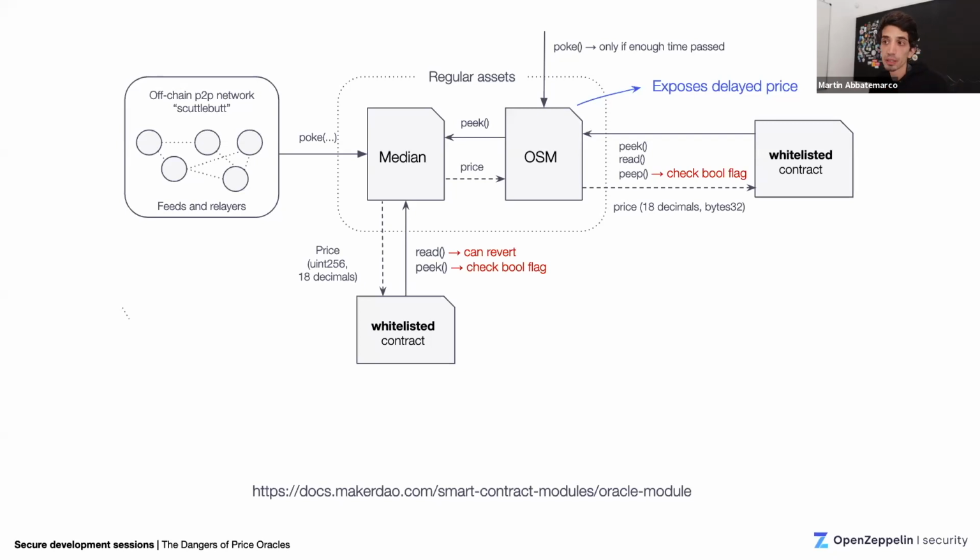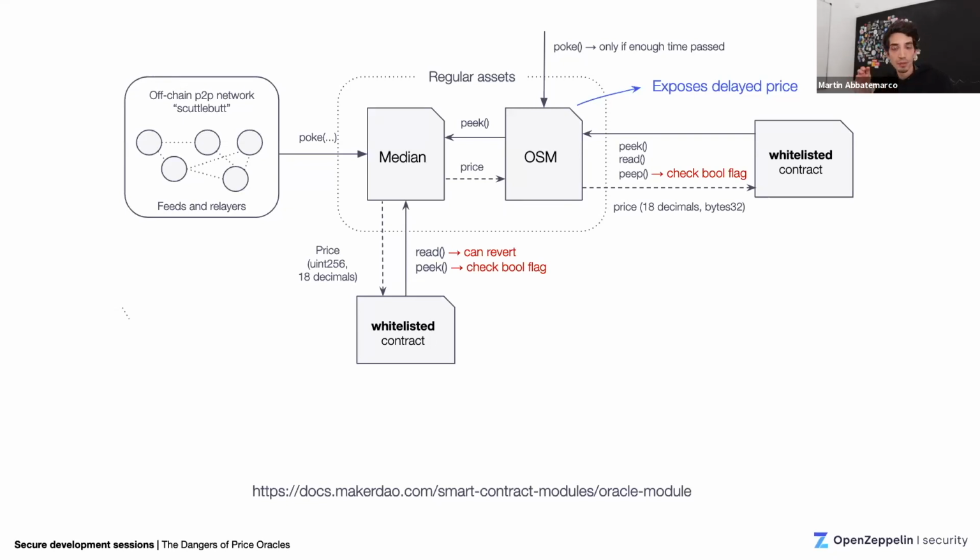And if you want to read from these contracts, remember, you should be whitelisted. And if you're not whitelisted, or if you're whitelisted and you are removed from the whitelist, the queries will just revert. So remember that. But on top of that, you should be taking into account that there are different functions to read, right? So your whitelisted contract might read from the median or might read from the OSM. There are functions to read from them. In the median, you have read and peek. Depending on which one you query, one returns a Boolean flag and the other one reverts, depending on whether the price is actually set or not.